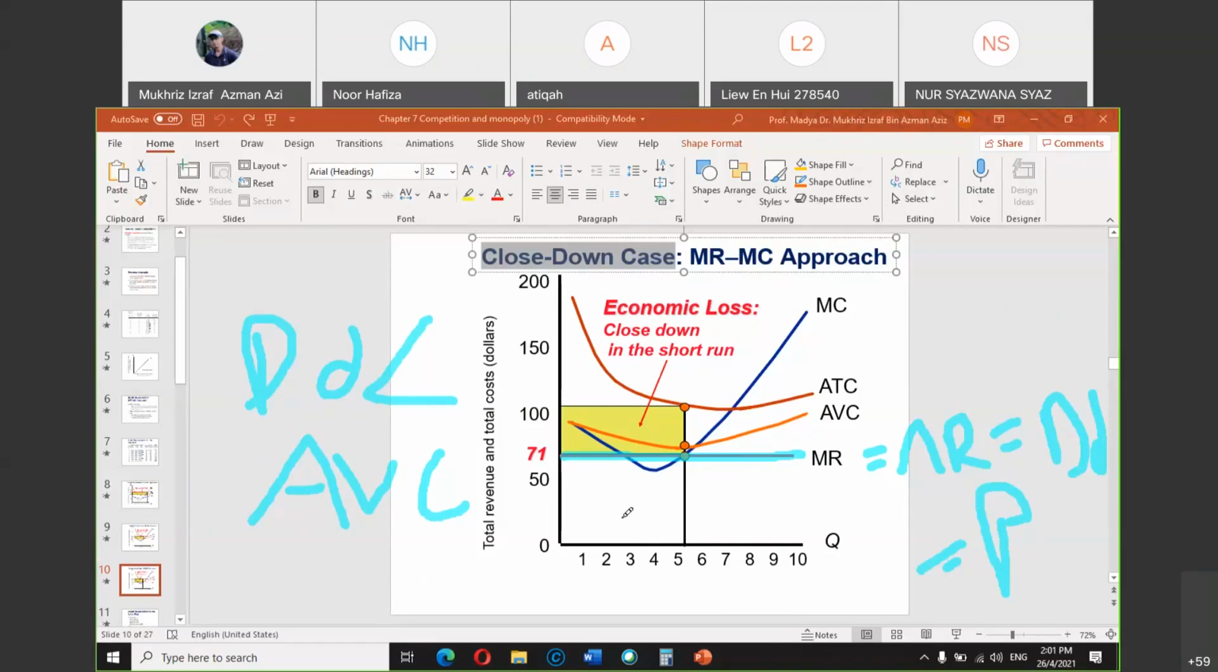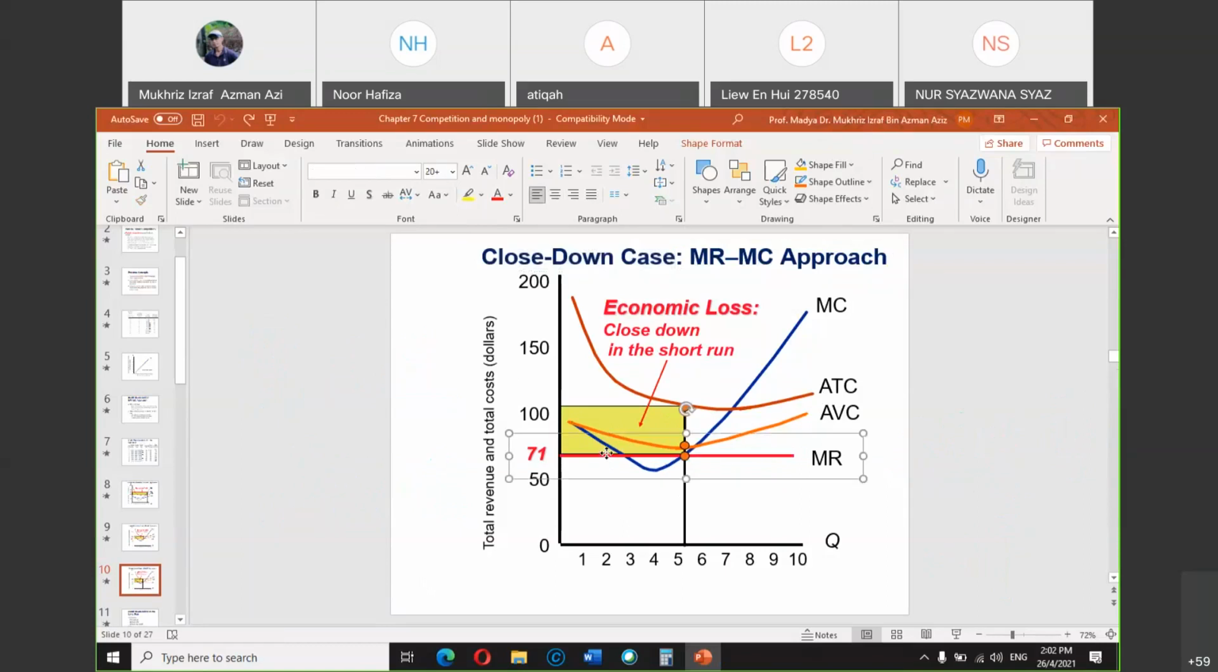What you can see here is that the demand curve is here, and the average cost line is here. When it is below the average cost, the firm definitely needs to close business. But if I move this line somewhere here, meaning the demand function is above the average variable cost, then the firm does not need to close business.